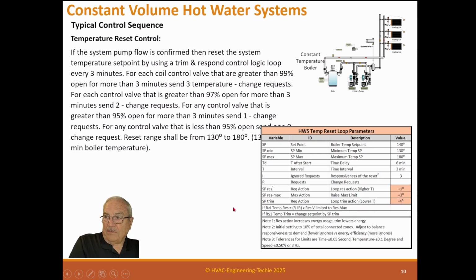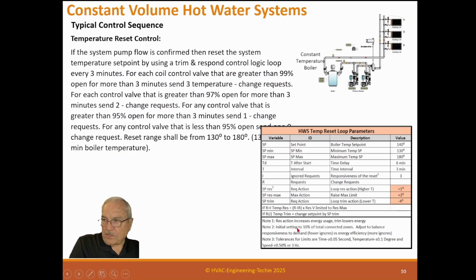So that's the formula for that. If the requests are equal to your ignored request, so in other words, if they're equal to or less than 3, then you go straight to trim. And then trim is the -4. So the notes are the reset action increases energy usage, and the trim always lowers energy usage.